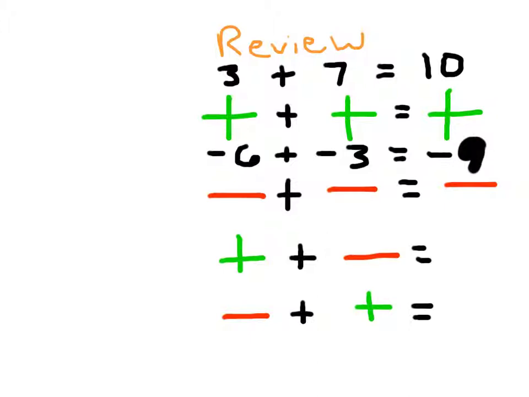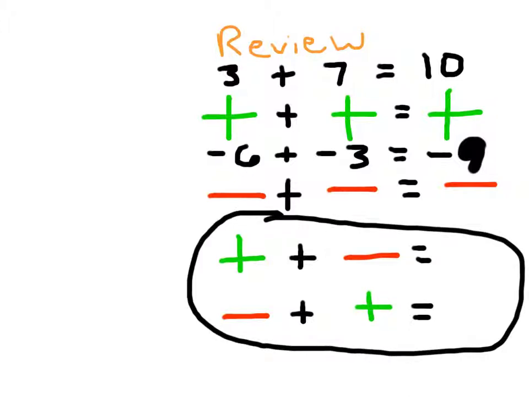Now, with those other types of problems, it depends on what numbers we see there. So if we had 3 plus negative 7, we look at the 7, we look at the 3, and since the 7 is bigger than the 3, and it was a negative 7, then our answer is negative. And then at that point, we subtract. We say 7 minus 3, which is 4.